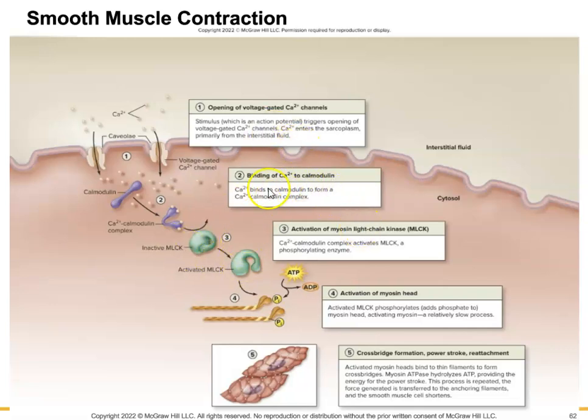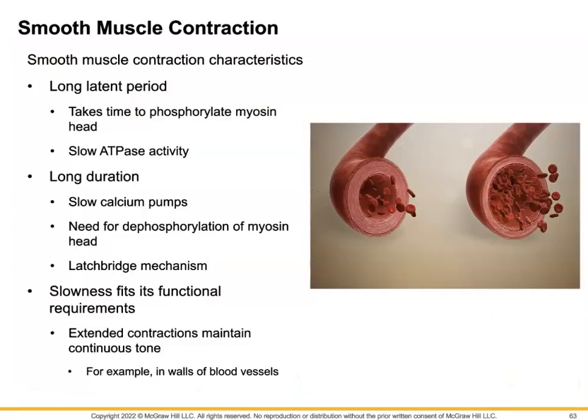Everything happens differently. So we've got different components, the calmodulin. We've got different enzymes, the light chain kinase. So activation of the myosin head, we've still got to have the ATP hydrolyzed and get it into the cocked position. Still going to form a cross bridge, a power stroke, and reattachment. Now, it is really cool, but I'm not going that deep. I'm not going to test you that deep, okay?